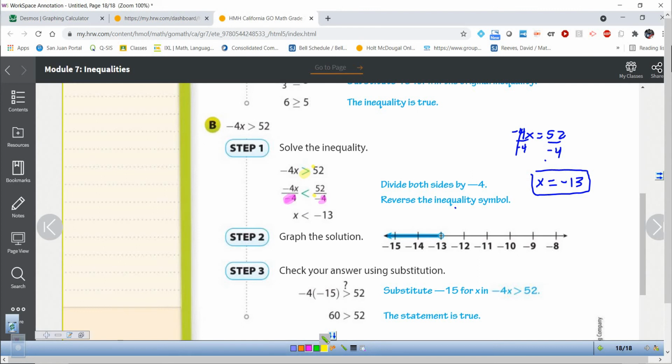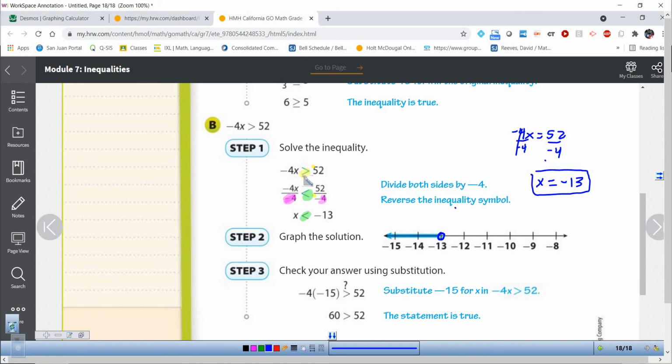Sorry, it switched. That threw me off. Right there, they switched it. So when they divided by negative 4, they switched it. So the solutions are actually to the left. Even though it started off with greater, and you're going to think greater than goes to the right, the solutions go to the left. So again, open circle.